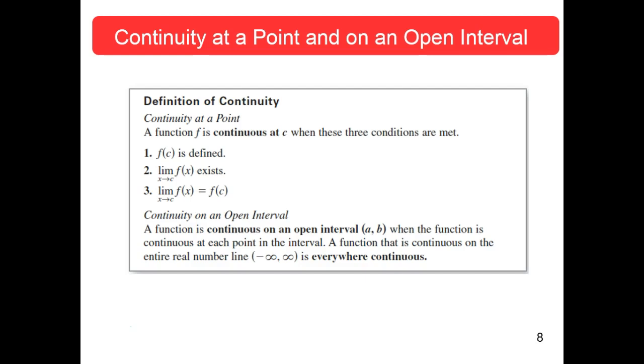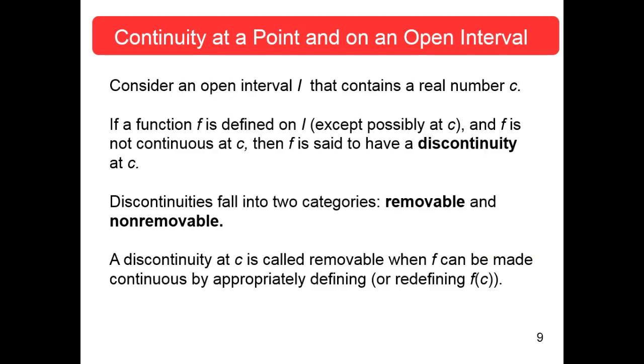A function that is continuous on the entire real number line is everywhere continuous. So that was your example before. Technically, that's an open interval because there is no endpoint. These are not numbers, they just represent that it keeps on climbing, negatively or positively. So this would be continuous everywhere. Every open interval, every closed interval, every interval everywhere. So that's your definition of continuity at a point and on an open interval.